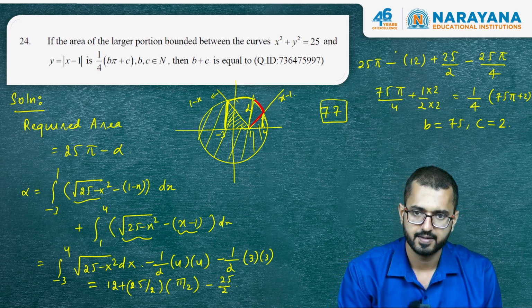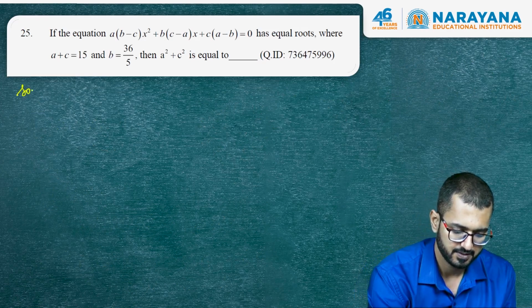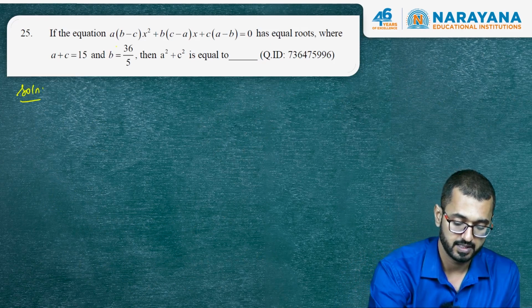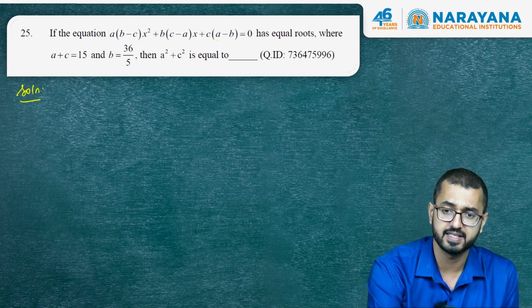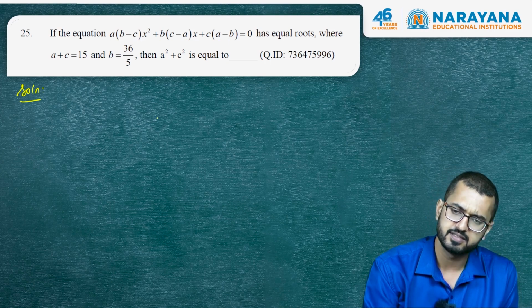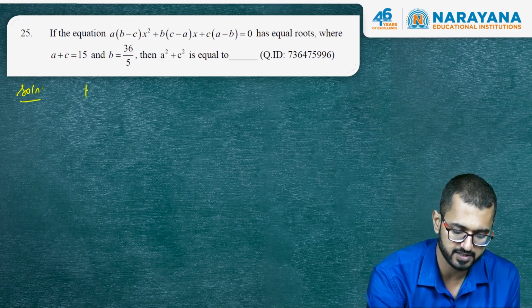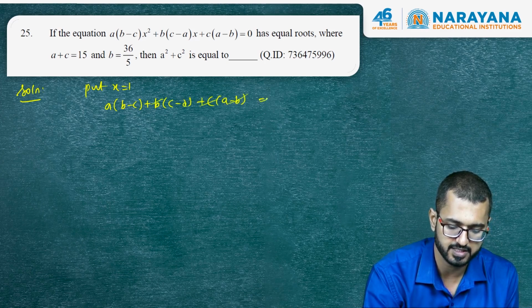Alright, moving to the next part, last question 25. It's given that this equation has equal roots. First you notice the cycle, it's given to be A into B minus C, B into C minus A, and C into A minus B. That means this cyclic thing comes, so we should check x is equal to 1. Once we put x is equal to 1, this turns out to be A into B minus C plus B into C minus A plus C into A minus B. This gets cancelled, total is equal to 0.